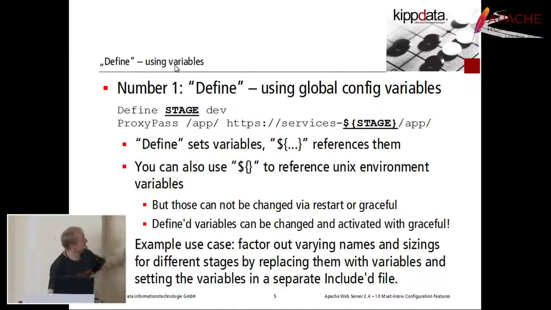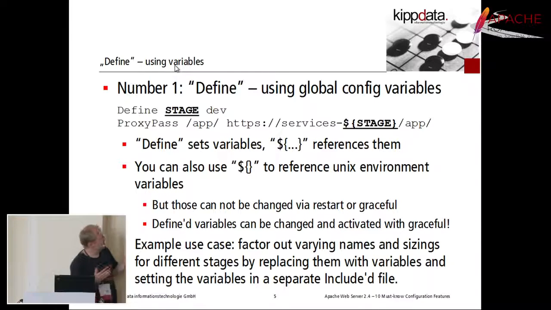And the syntax is just define, then the variable name, and then the value. And you can use the variable anywhere in your configuration with the notation $, and then parentheses and the name of the variable inside. So for instance, proxy path /app HTTPS, and then I add this $stage there.